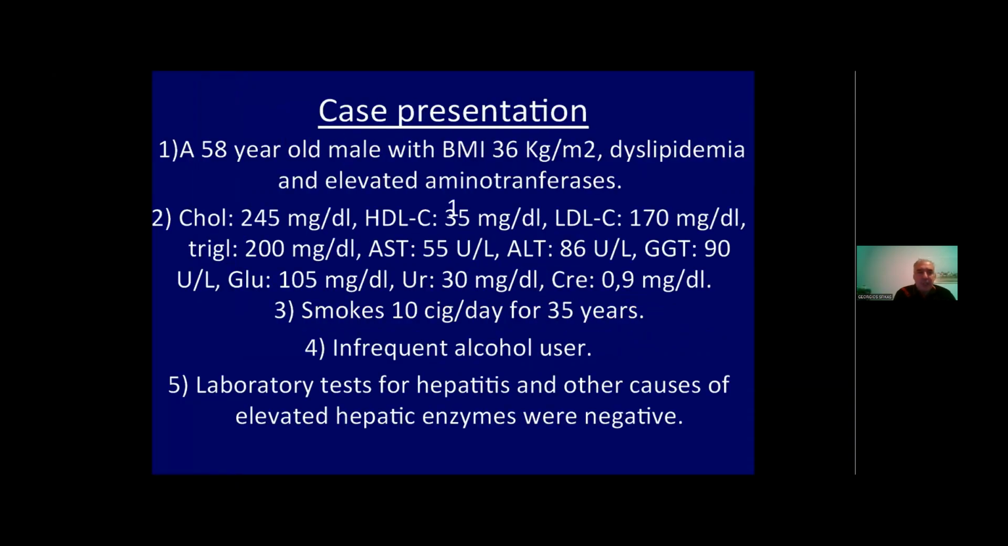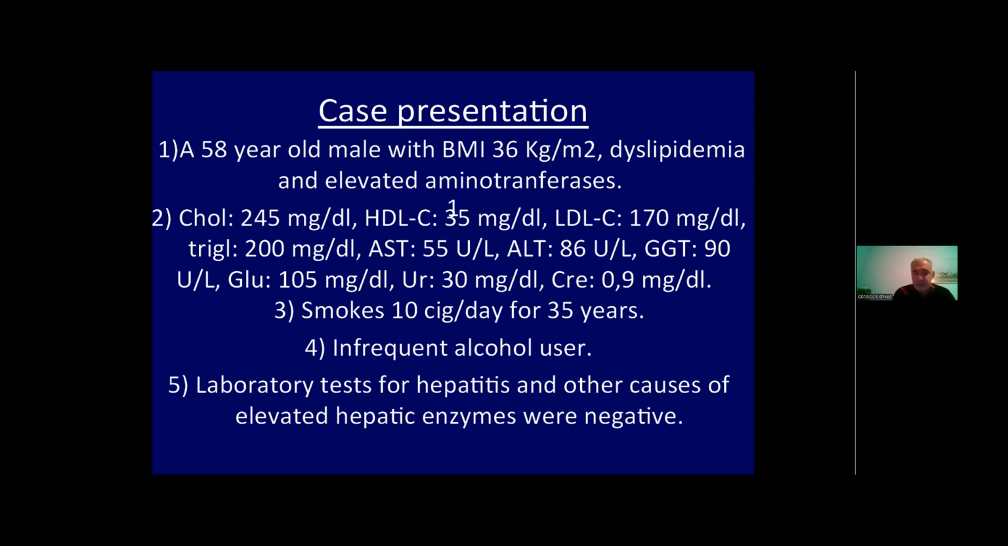Now, we have to deal with a patient, a 58-year-old male with a body mass index of 36 kilograms per square meter, dyslipidemia, and elevated aminotransferases. So we have a patient with total cholesterol 245 milligrams per deciliter, with HDL 35 and LDL at 170, and triglycerides 200. So we have a typical patient with metabolic syndrome.